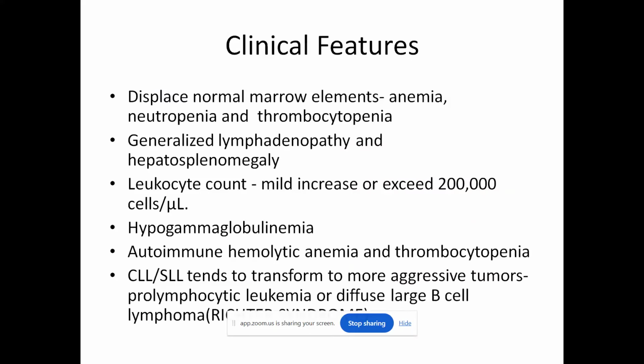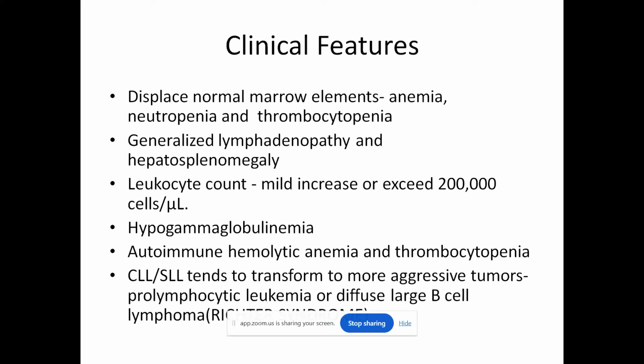Coming to the clinical features of the CLL/SLL. Due to the marrow displacement of the normal marrow elements, anemia, neutropenia and thrombocytopenia will be present, as mature cells will not be there. The patients can be seen with lymphadenopathy and hepatosplenomegaly. The leukocyte count in CLL can be a mild increase or it can exceed up to 2 lakhs. And due to the immune dysregulation, there will be hypogammaglobulinemia, and autoimmune hemolytic anemia and thrombocytopenia will also be associated.